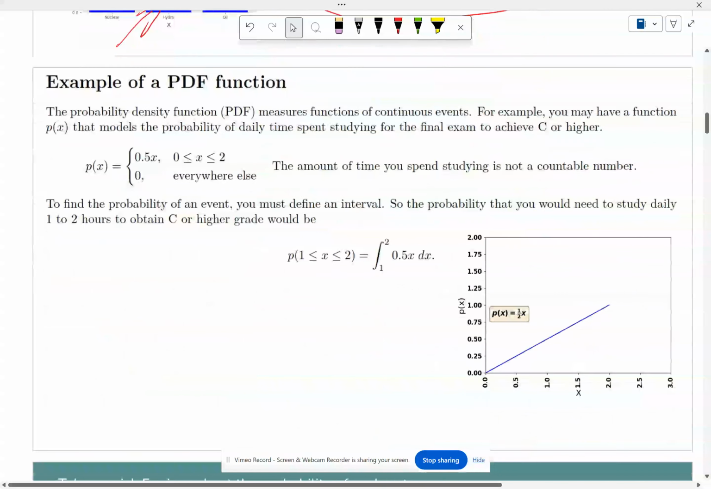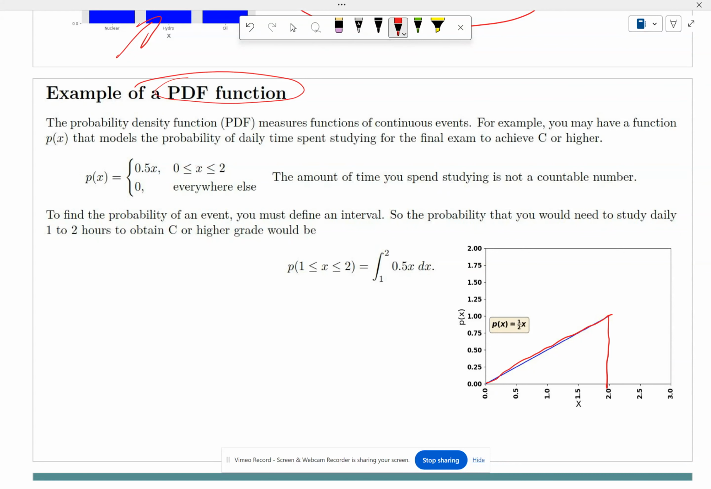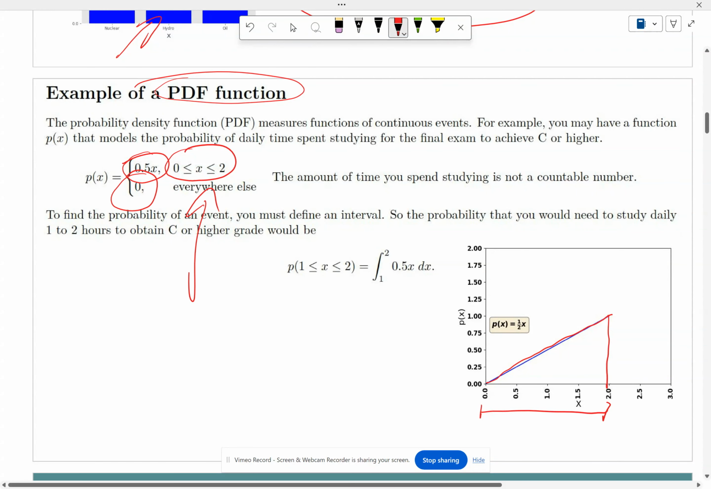Now, that was the probability mass function for discrete. The probability density function is now a continuous line. This particular example is a line that follows a particular equation. The equation is a line looking like this, and it goes from 0 to 2. And then it says it's 0 everywhere else. So over here is 0, everywhere else here is 0. That's what this equation is telling you.